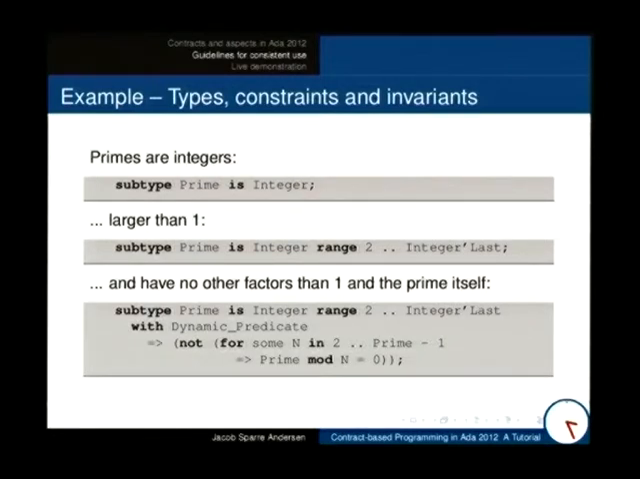And then there's this about primes being larger than one. I put the range constraint down. And primes are nice because that's not enough. We also need to keep track that the only factors are one and the prime itself. So, an example, maybe from SPARK, at least I have to say so. I haven't used it in real code.